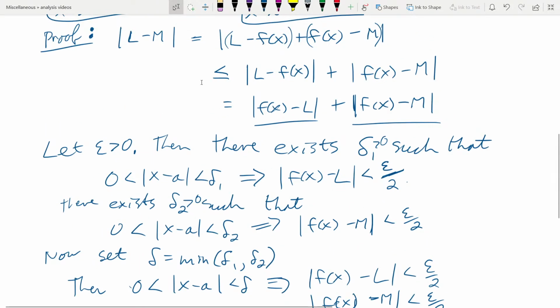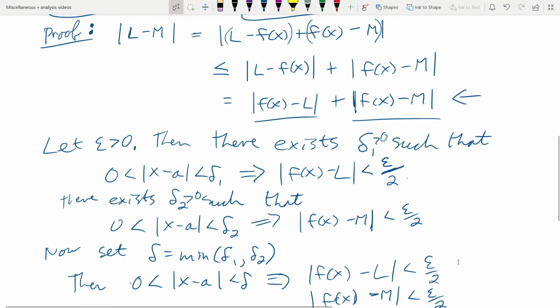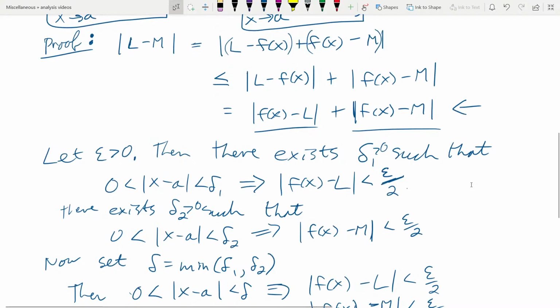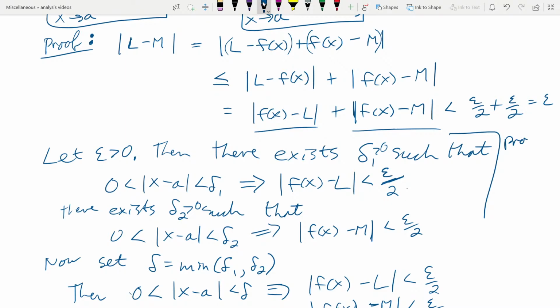So now if I go back up to my L minus M and look at this line, we're actually adding those expressions, but each of those is less than epsilon over 2, provided I make x within delta of a. And so, let me just write that. So it's less than epsilon over 2 plus epsilon over 2, which is epsilon, provided 0 < |x - a| < delta.